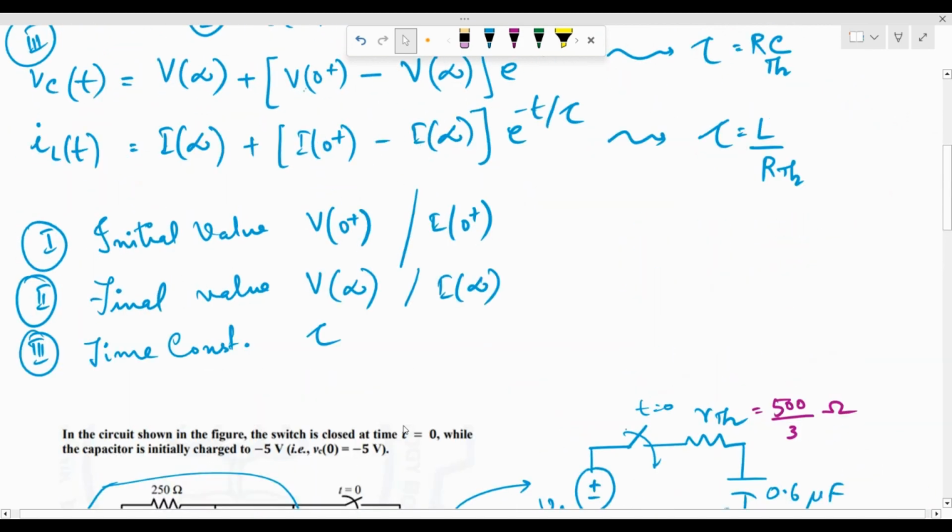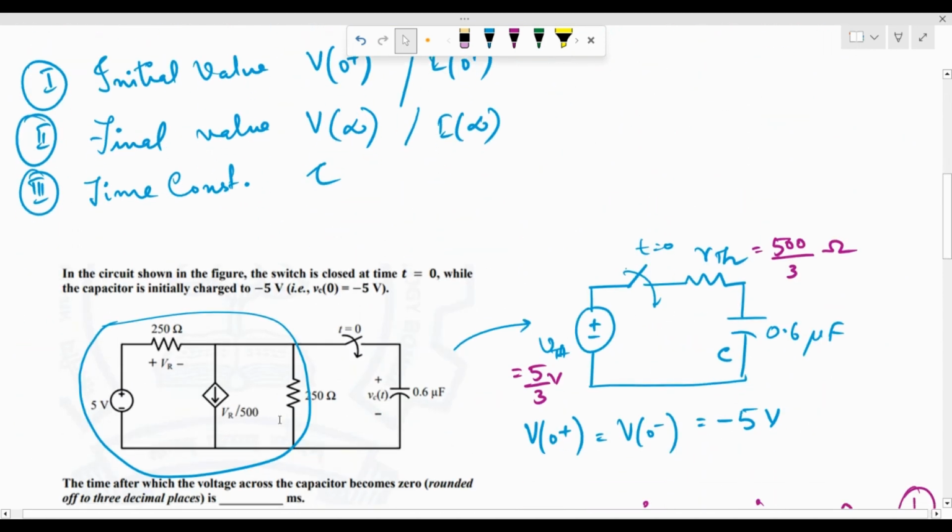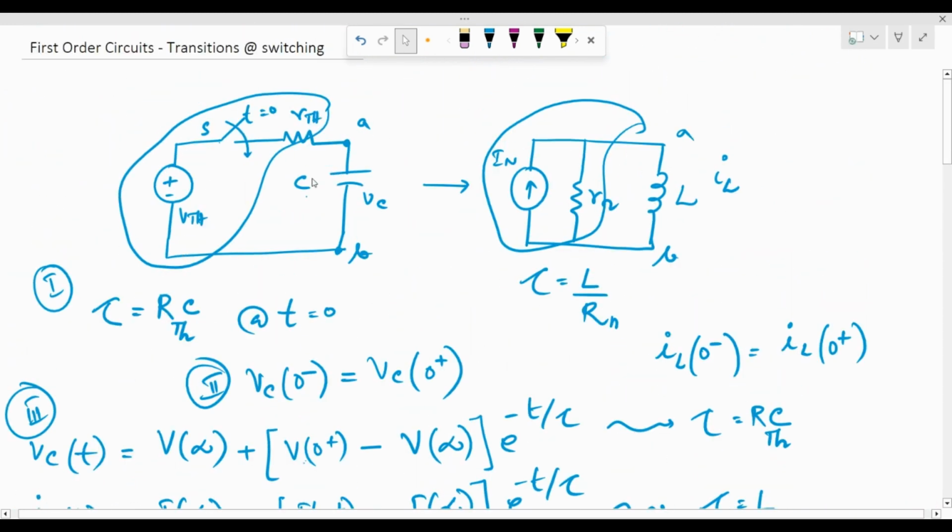So there are three things which we need to remember. We need to compute the initial value, the final value, and the time constant of the circuit. And in doing that, we have to make sure that we boil down the network into a simplified form. So in case of a capacitor, this is how it would be, right? And in case of an inductor, we have to do it in this manner. So how can we do this? We can boil it down to a simplified form using the Thevenin's equivalent or the Norton's equivalent representation. In order to compute the time constant, the resistance which we use would be the resistance of the network, which in this case is going to be the Thevenin's resistance.